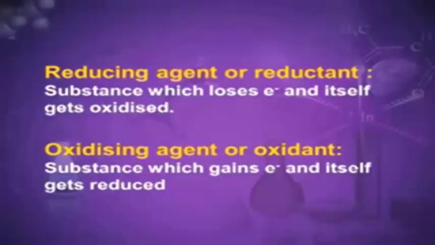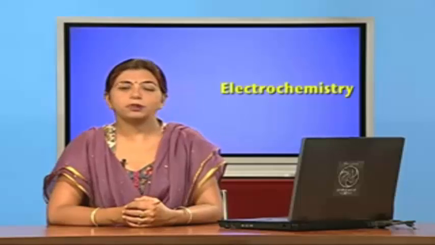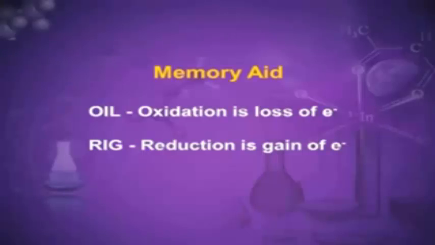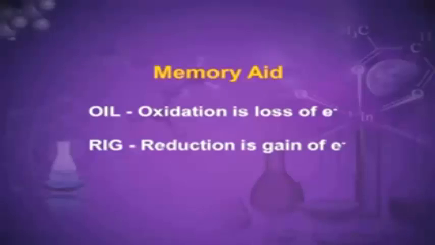Let us know what is a reducing agent and what is an oxidizing agent. The substance which loses electron is itself oxidized and is known as reducing agent. The other substance which gains electrons is itself reduced and it is known as oxidizing agent. To remember this, let me give you a memory aid. OIL, O-I-L. That means oxidation is loss of electron. RIG, R-I-G. That means reduction is gain of electrons.